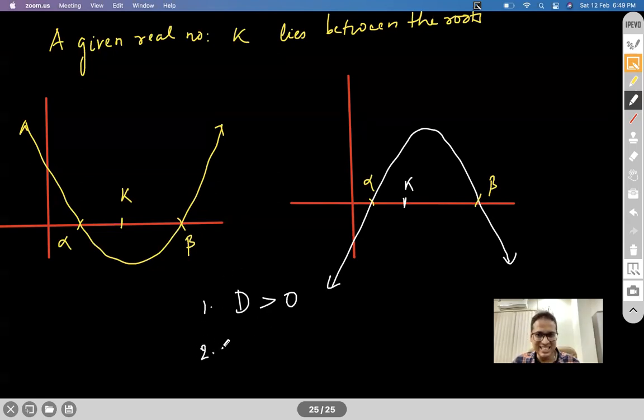Right. The second condition is absolutely right. So A into F of K should be negative. Everybody agrees with this. Is there anything else needed or are these two sufficient? Sufficient or you need something more? Means if these two conditions are met, can I say the k value will be definitely between the roots? It can't be like enge onge.